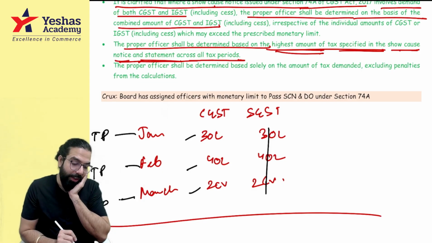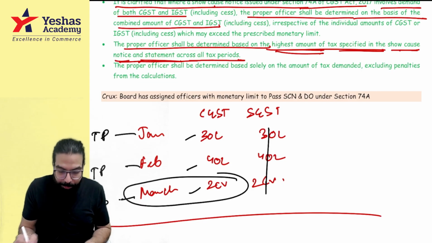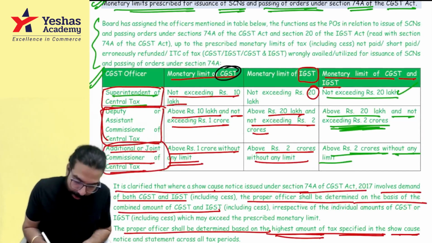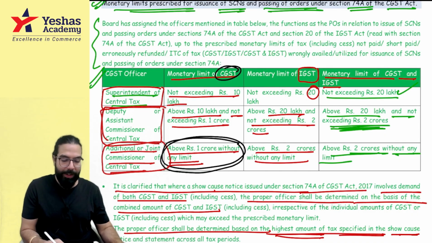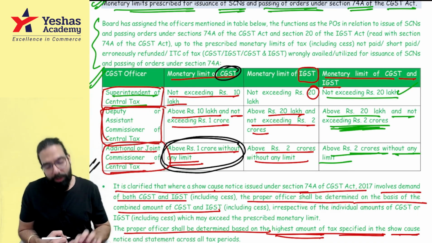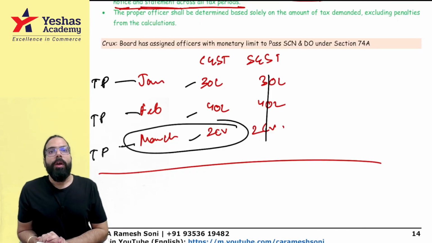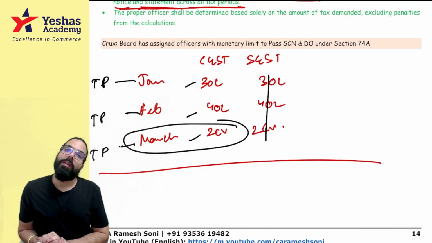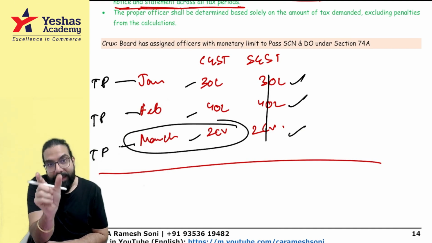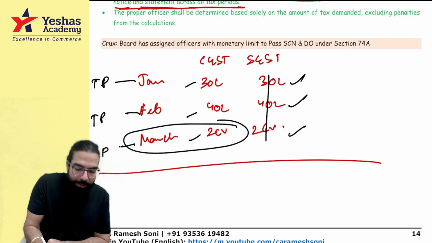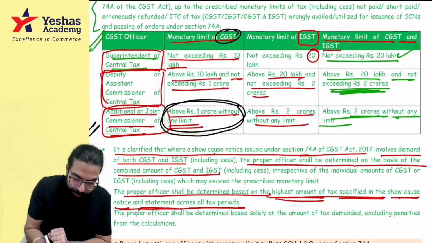So, sir, how will the officer be determined? They are telling, take the highest. Which is the highest in these three? March, 2 crore. So, can you tell me, CGST 2 crore means which officer will give you a show cause notice and demand order? It is the additional or the joint commissioner. That's what they are telling. Sir, if one show cause notice and demand order has to be issued and they want to determine who will be the proper officer, if it involves various tax periods, then take the highest among them and then determine the officer. In this 30 lakh, 40 lakh and 2 crore, the highest was 2 crore. 2 crore means which officer? This officer.